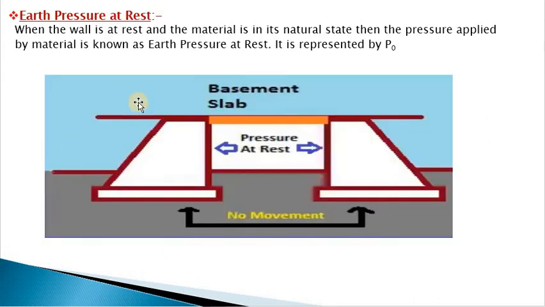Now, the most important is earth pressure at rest. When the wall is at rest, there is no movement towards the backfill or away from the backfill, no movement, and the material is in its natural state, then the pressure applied by the material is known as the earth pressure at rest. The earth pressure at rest is represented by P naught.